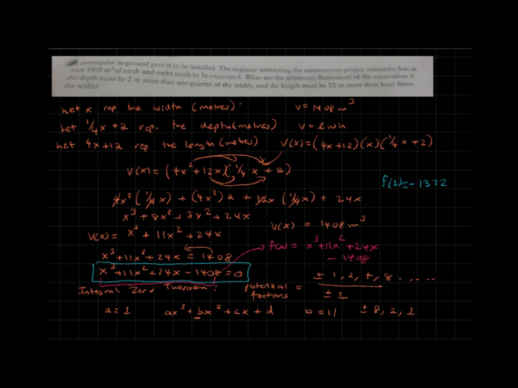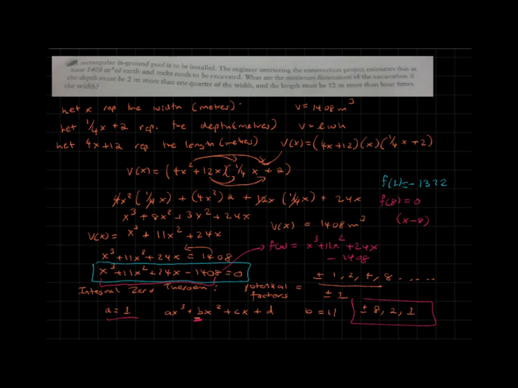You can try f of negative 1, but it looks like it won't work. Eventually, if you plug in f of 8, you'll get 0. So you can imagine that, right? Out of the potential factors, as long as a is equal to 1, you want to find 3 numbers that add up to the second term b. Out of those 3 terms, at least 1 will be an actual factor. So f of 8 is equal to 0. We know that the factor is x minus 8.